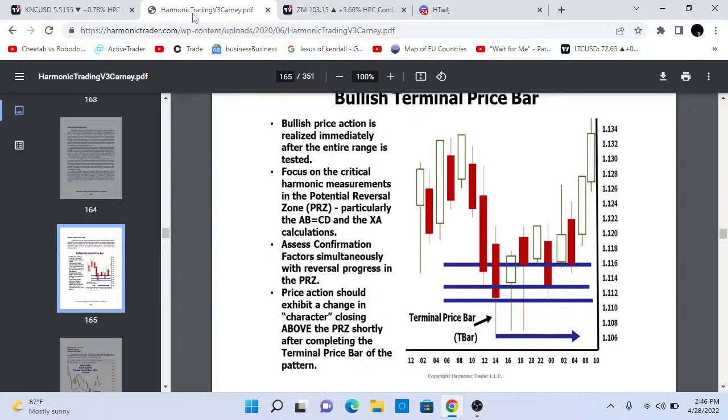And incredibly, folks, some of the stuff I've been putting out for decades was to establish the uniform behavior on any time frame, any market. That's what harmonics are all about. Here's a couple notes from that where we want to focus on the range. We want to assess our confirmation factors. And then we want to look for the decisive character of the price action closing above the zone and starting to build out of that zone after completion.